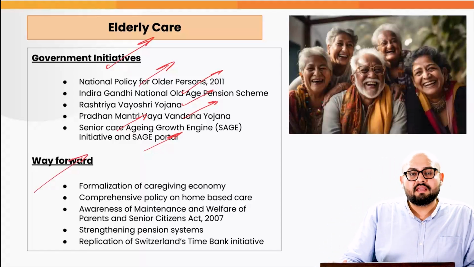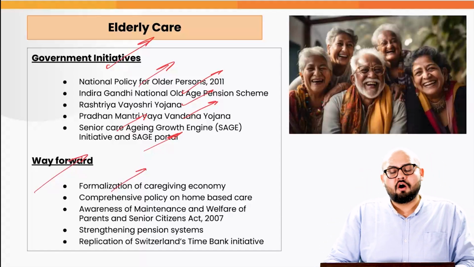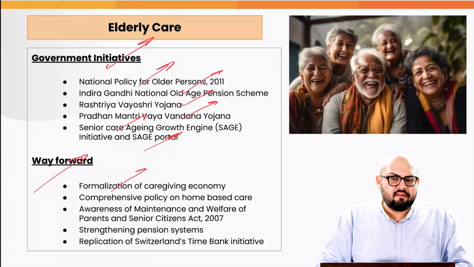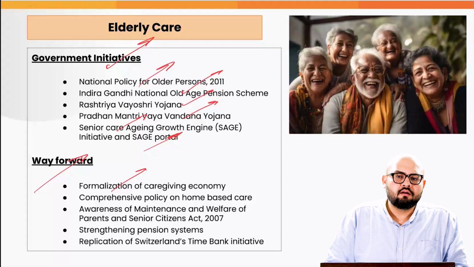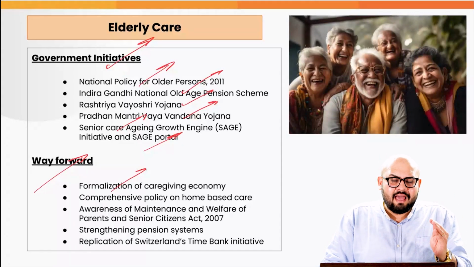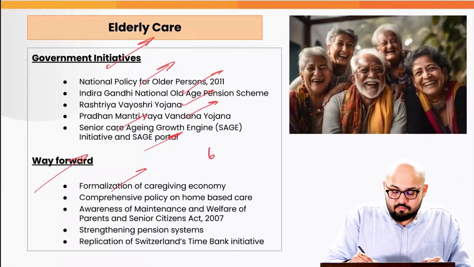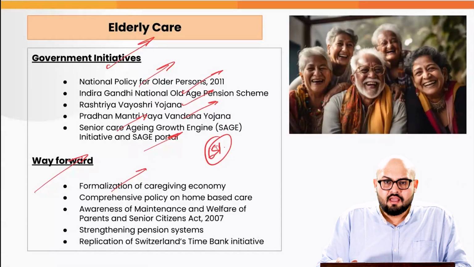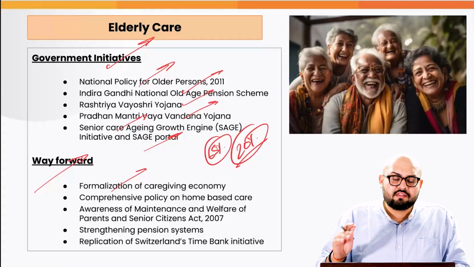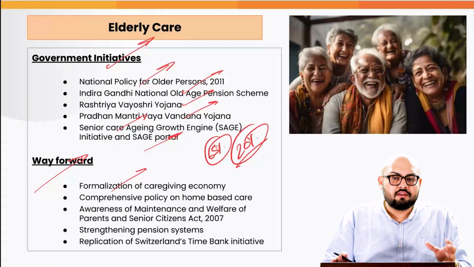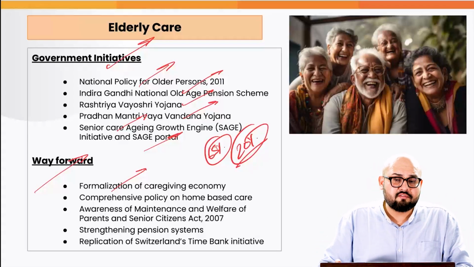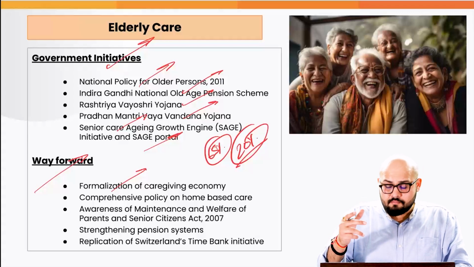Next is what should be the way forward. The very first is formalization of the caregiving economy. So see, we have data by the Niti Aayog. It says that if we shift to home-based care for many of these things, for which we go to hospitals, then that can lead to a reduction in almost 65% of hospital visits and an overall reduction of almost 20% of the total expenses. So what it says is that if we substitute hospital care with home-based care, that can reduce the overall visits by 65% and the overall expenses by 20%.